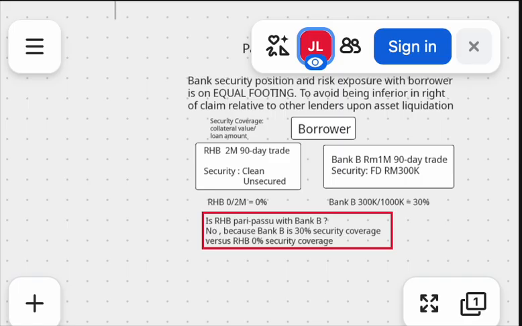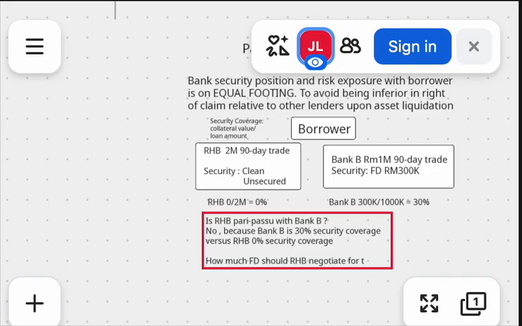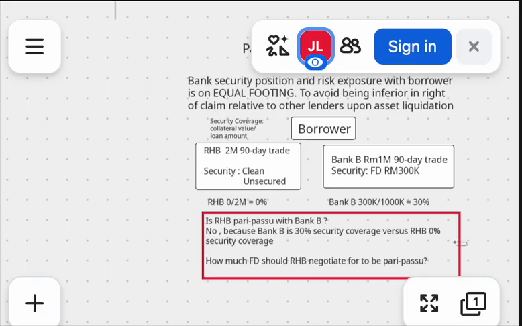So how much FD should RHB negotiate for to be pari passu? 30%, like lending. So it's 30% of 2 million, right? So how much would the FD amount be? 600K. Correct.